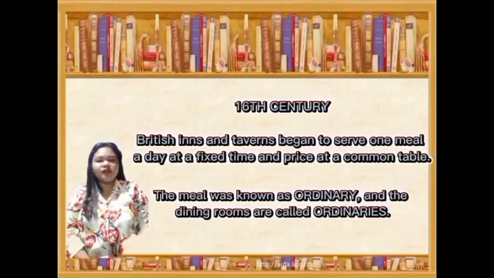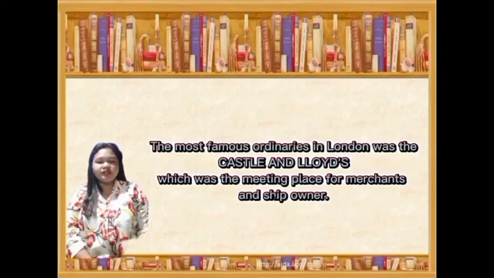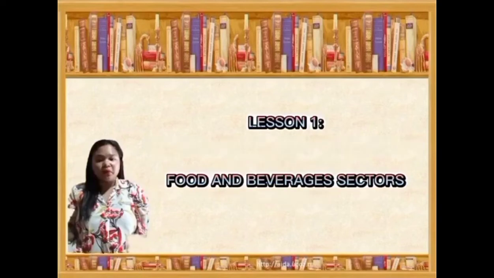16th century, British inns and taverns began to serve one meal a day at a fixed time and price at the common table. The meal was known as ordinary, and the dining rooms were called ordinaries. The most famous ordinary in London was the Castle and Lloyd's, which was the meeting place for merchants and ship owners. Lesson 1. Food and beverage sector.